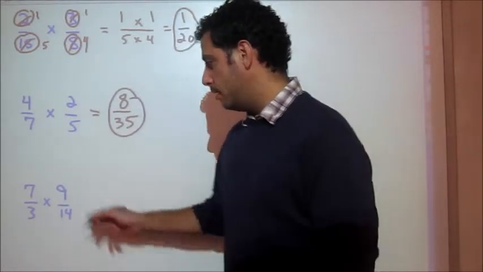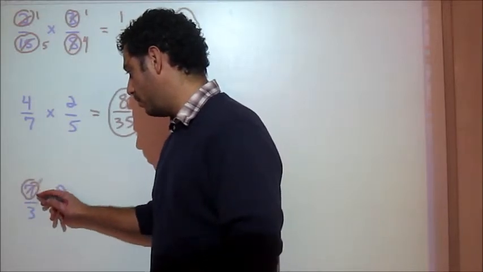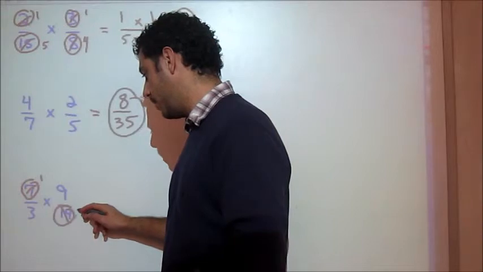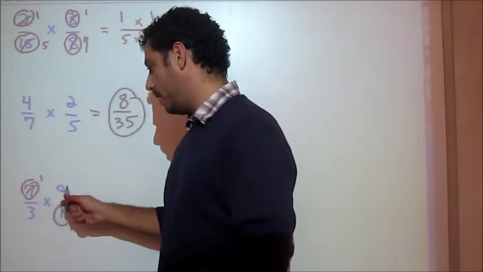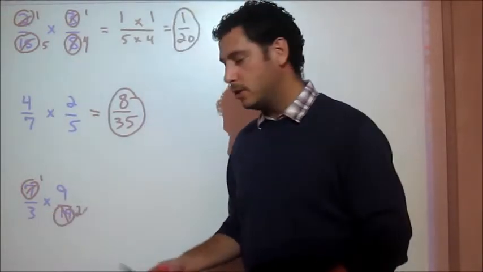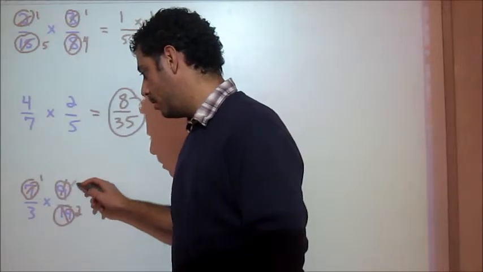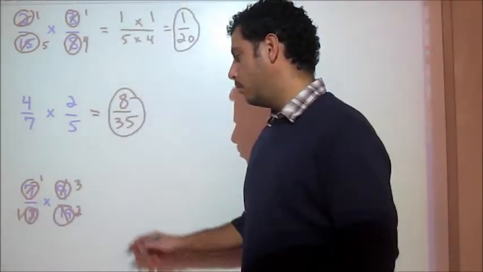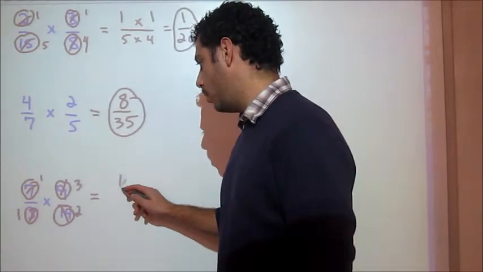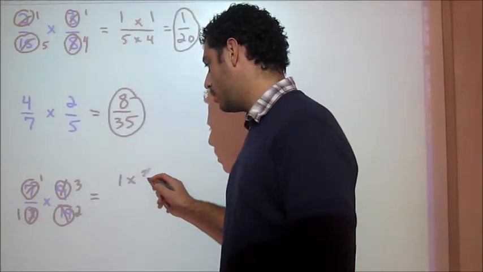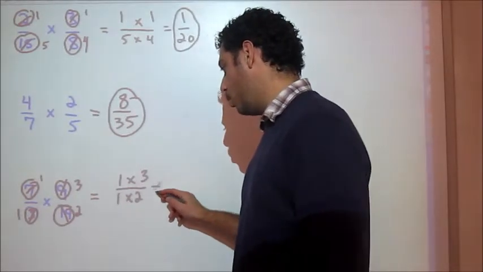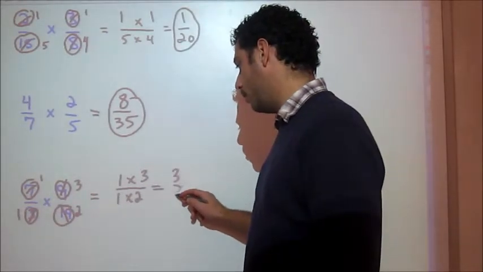So let's do that. Let's divide the number 7 by 7. We'll make it 1. Divide 14 by 7 to make it 2. We'll divide these two numbers by 3 each to make them 3 and 1. Then we'll rewrite the expression as 1 times 3 over 1 times 2, which is equal to 3 over 2.